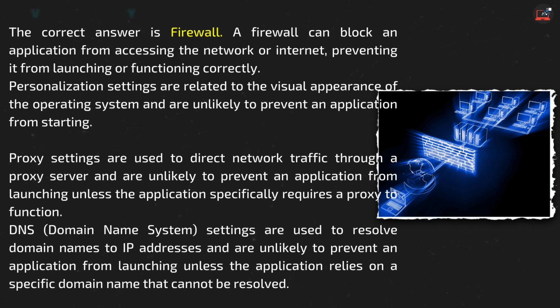Proxy settings are used to direct network traffic through a proxy server and are unlikely to prevent an application from launching unless the application specifically requires a proxy to function. DNS, domain name system settings, are used to resolve domain names to IP addresses and are unlikely to prevent an application from launching unless the application relies on a specific domain name that cannot be resolved.